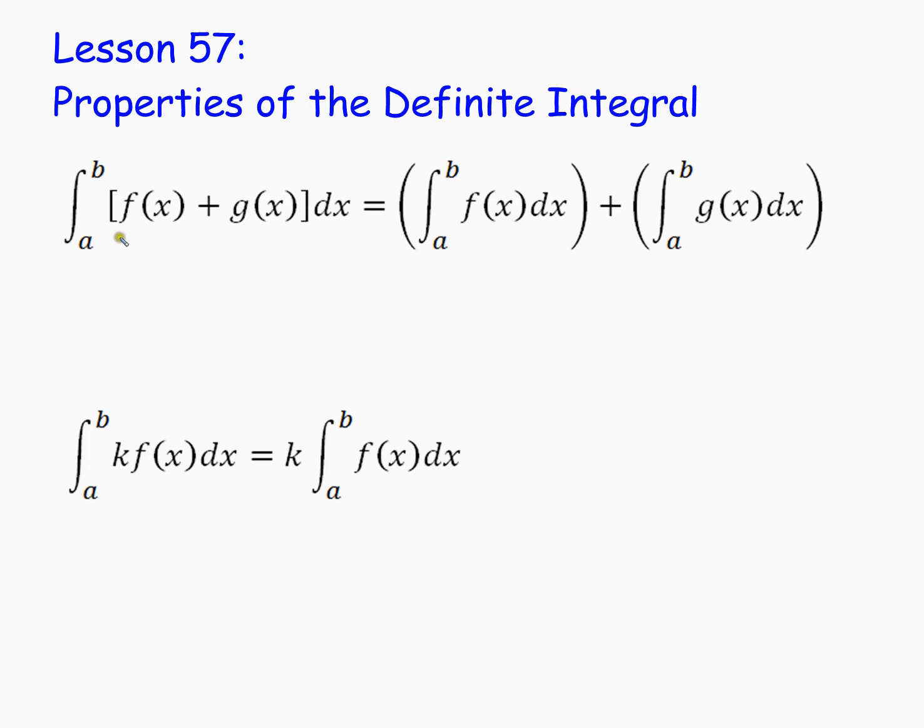And so this first one really is just saying if you have the integral of a sum of two functions, you can take the definite integral of that first function plus the integral of the second function. And that would also work for subtraction, because we could think of this as plus a negative, and the same idea here.